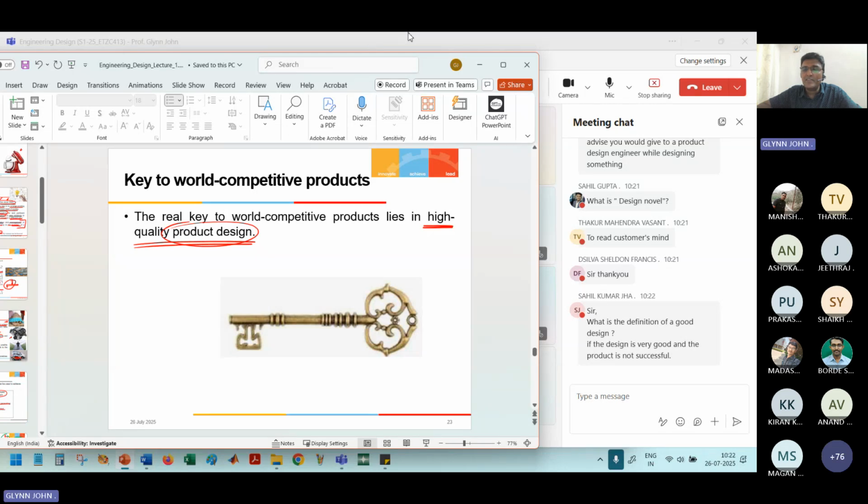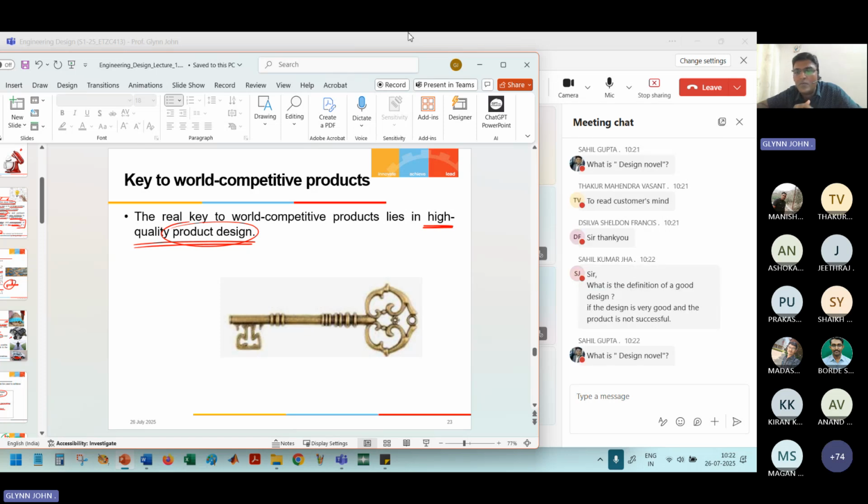If the design is very good, but the product is not very successful, that means you did not understand the customer's needs. You came up with a product which is good by its engineering, but the customer did not need it or did not want it. So in that case, your product will not be successful. There are several examples of that. Product will be very good, product will work very well, but the customer did not need it in the first place, so he's not going to buy it, right? So that's where that product will fail.